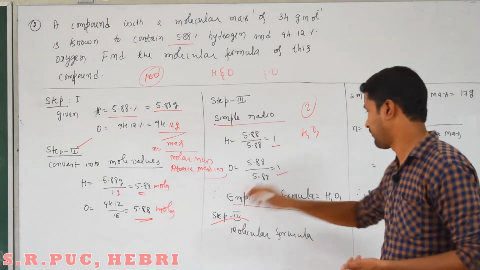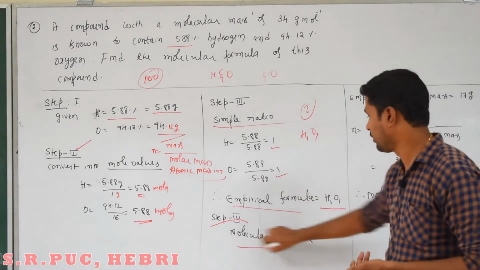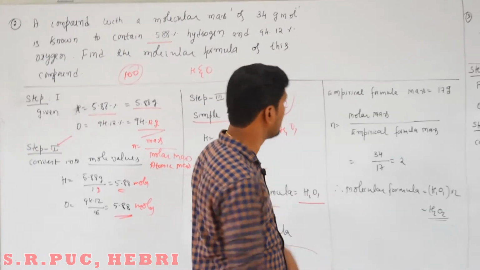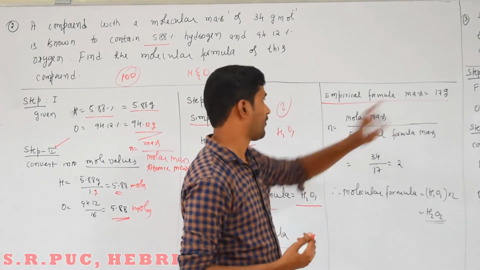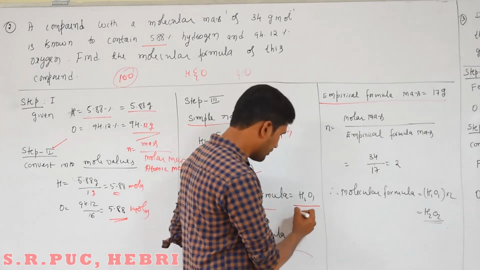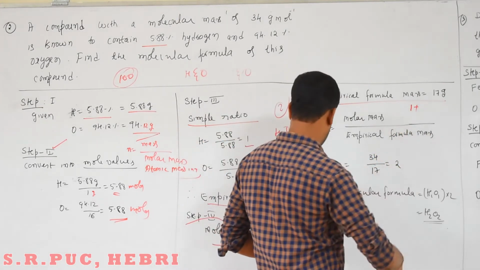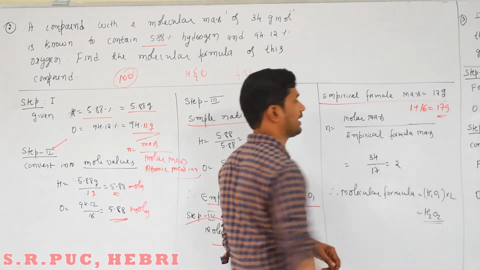Next, step 4, calculation of molecular formula. How do you calculate the molecular formula? Again here we have 2 steps. First, let us calculate the empirical formula mass. So empirical formula mass is how much? 17 gram. How? Atomic mass of hydrogen is 1, atomic mass of oxygen is 16. So that's equal to 17 gram.